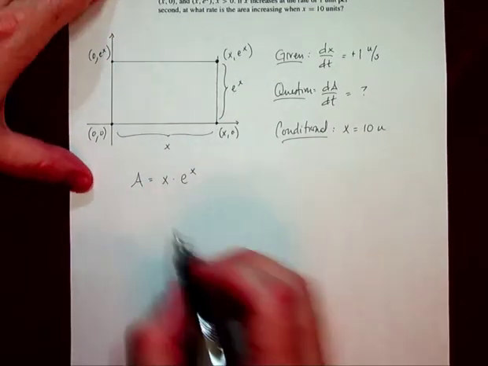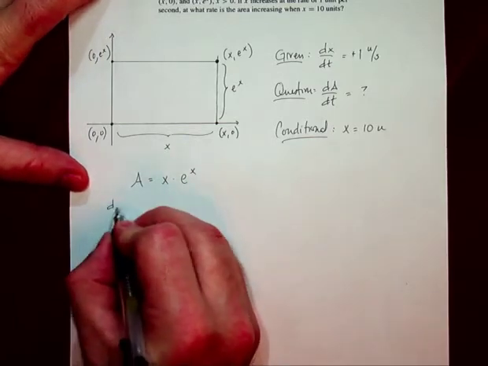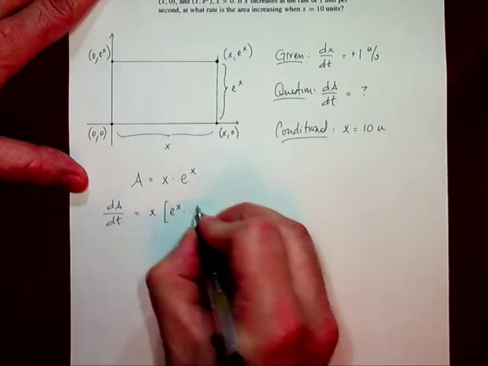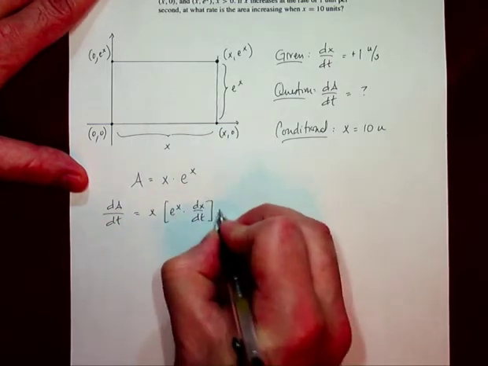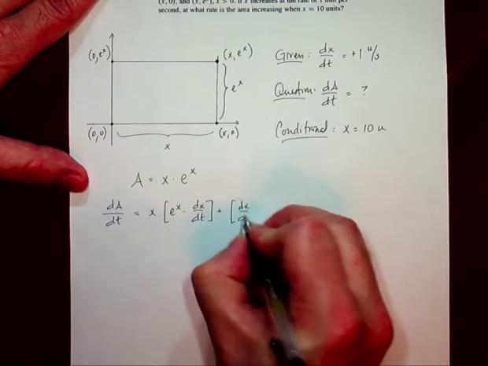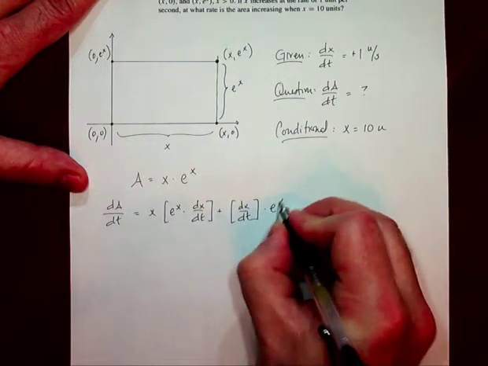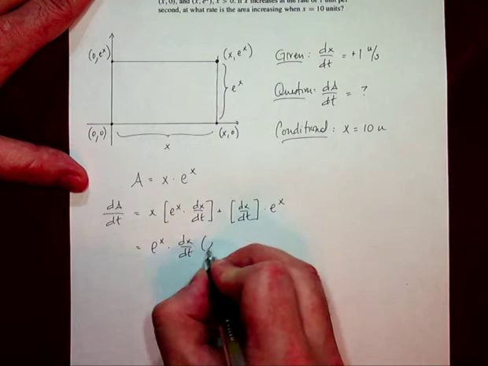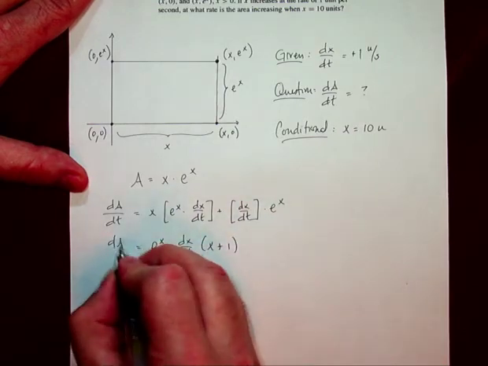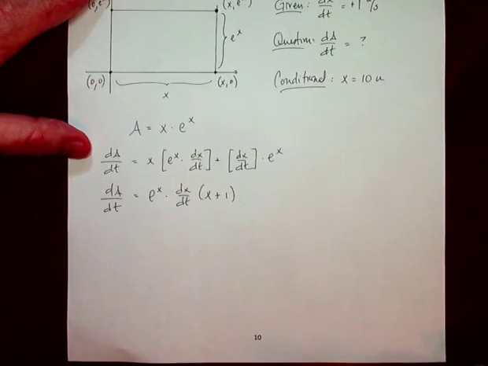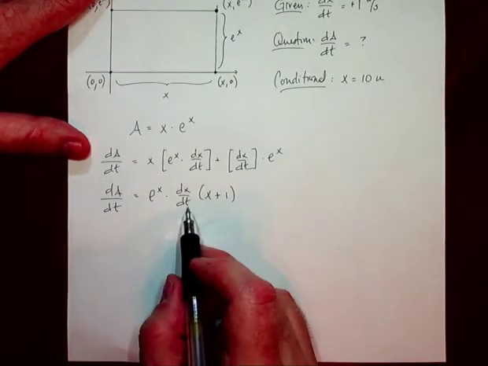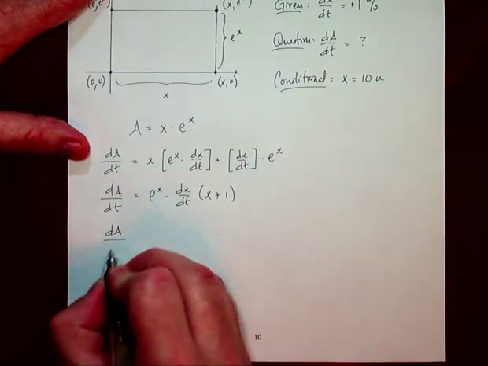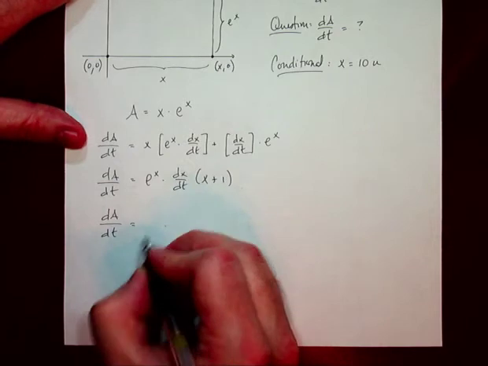Okay, let's go ahead and differentiate, remembering that this needs the product rule. So I have dA/dt is equal to x times e^x dx/dt plus dx/dt being the derivative of x times e^x. Well, both of those terms have an e^x. They both have a dx/dt, and what's left behind is x plus 1. We have x, we have dx/dt, right? dx/dt was our given, x is our conditional information, and if we're looking for dA/dt at that particular instant, I can go ahead and plug in.